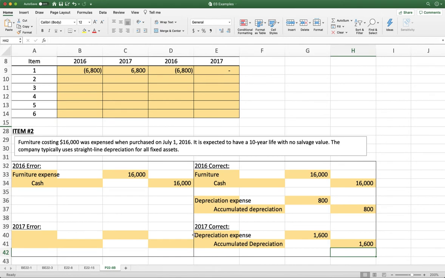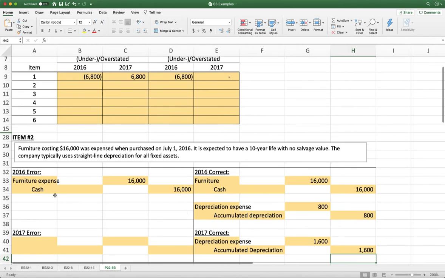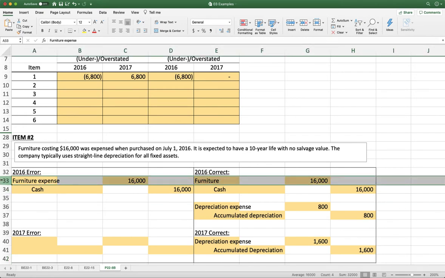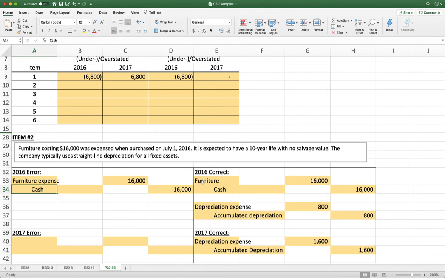So when we go to look at our income statement effect, we're going to look for income statement accounts. So here we have furniture expense, cash is balance sheet, furniture is balance sheet, and accumulated depreciation is balance sheet. But depreciation expense is income statement. So what they did was they took $16,000 of expense, but they should have taken only $800 of expense. So if they took too much expense, we know our income statement is going to be understated.